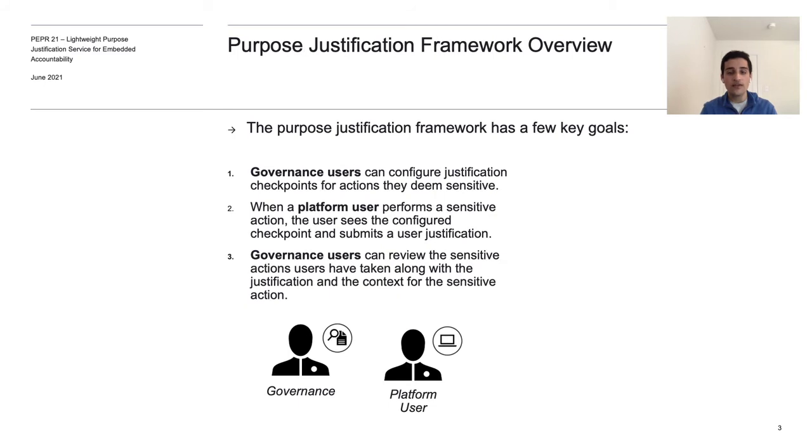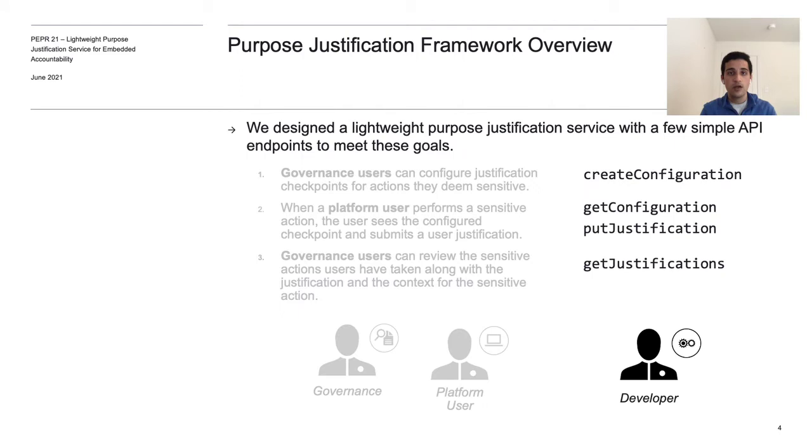Our purpose justification framework has a few key goals. One, governance users can configure justification checkpoints for actions that they deem sensitive. Two, when a user performs a sensitive action, the user sees the configured checkpoint and language specific to the action, and then submits a user justification. And three, governance users can review the sensitive actions users have taken, along with the justification and context around the sensitive actions. We designed a lightweight purpose justification service with a few simple API endpoints to meet these goals.